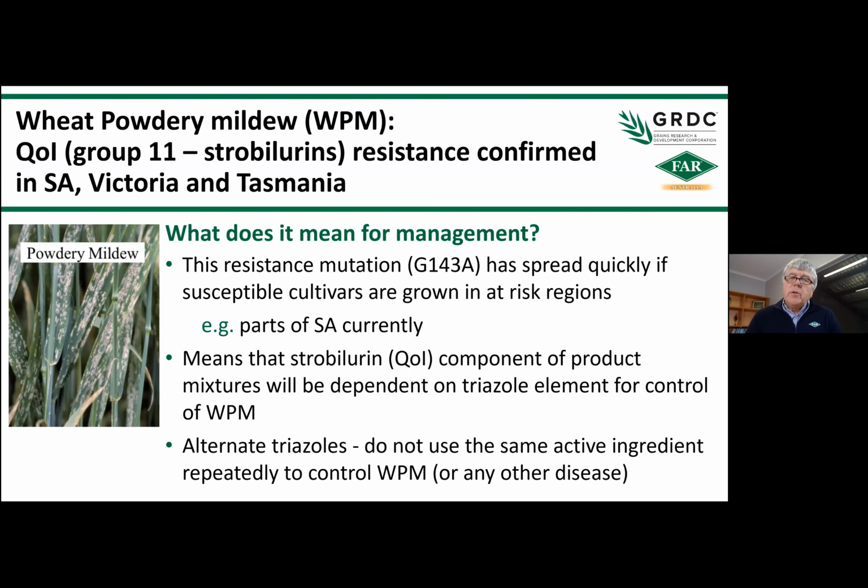Lastly, powdery mildew. If you're using strobilurins such as Amistar or Pyraclostrobin, be aware that there's high levels in many parts of the high rainfall zone of SA, and outside of the high rainfall zone, in fact in SA up to Bute, where the strobes just aren't working. And this is just one mutation, the G143A mutation. So if you're using a mixture to combat mildew, remember, if it's got a strobilurin in, the only part of that mixture that's working for you is the DMI.